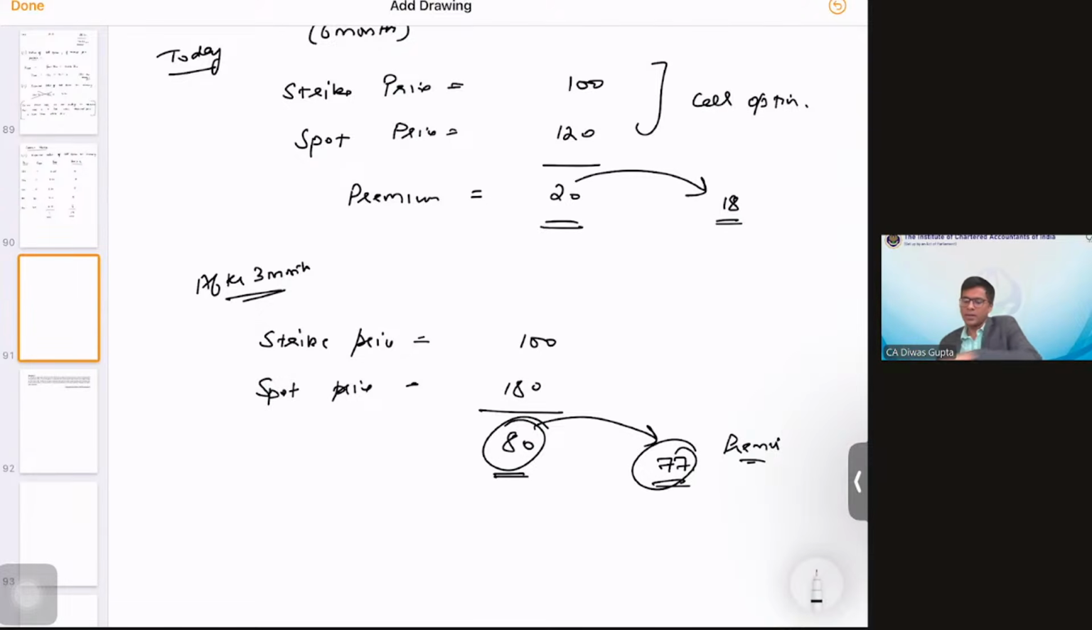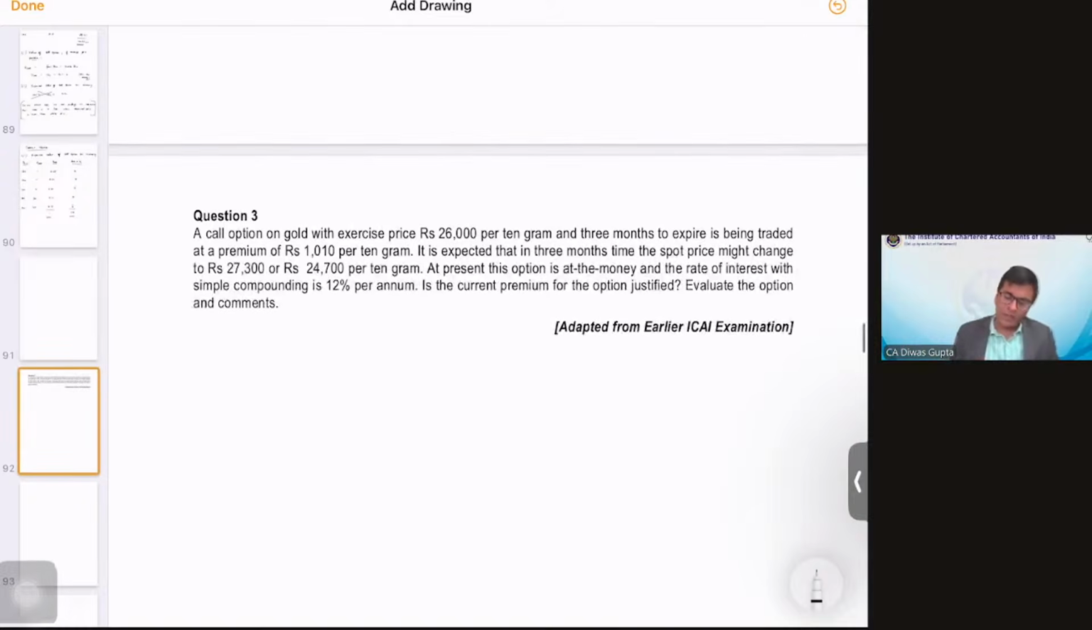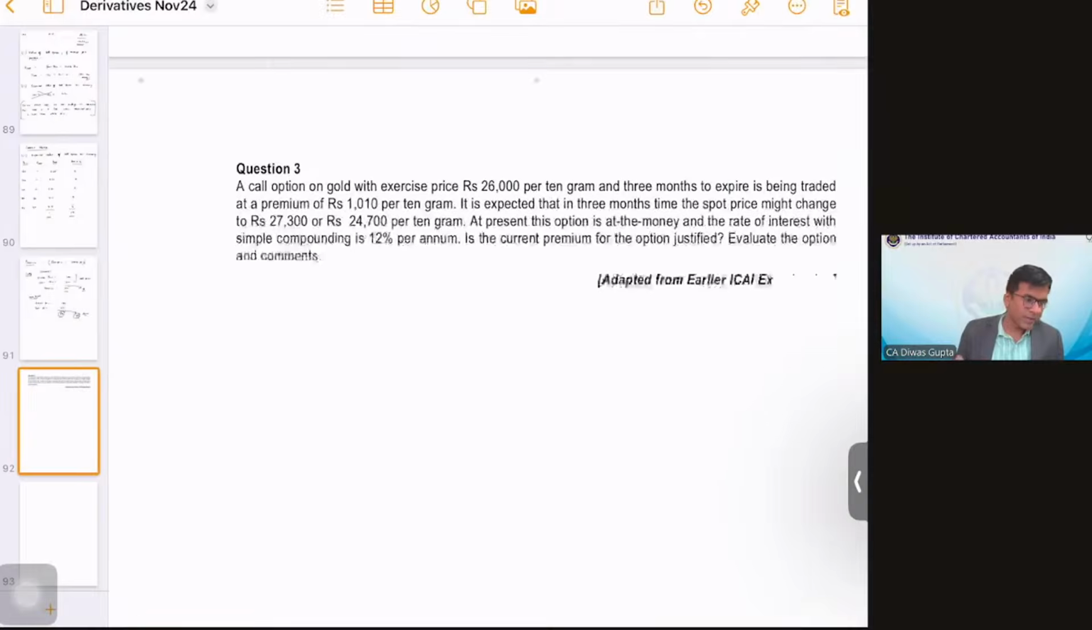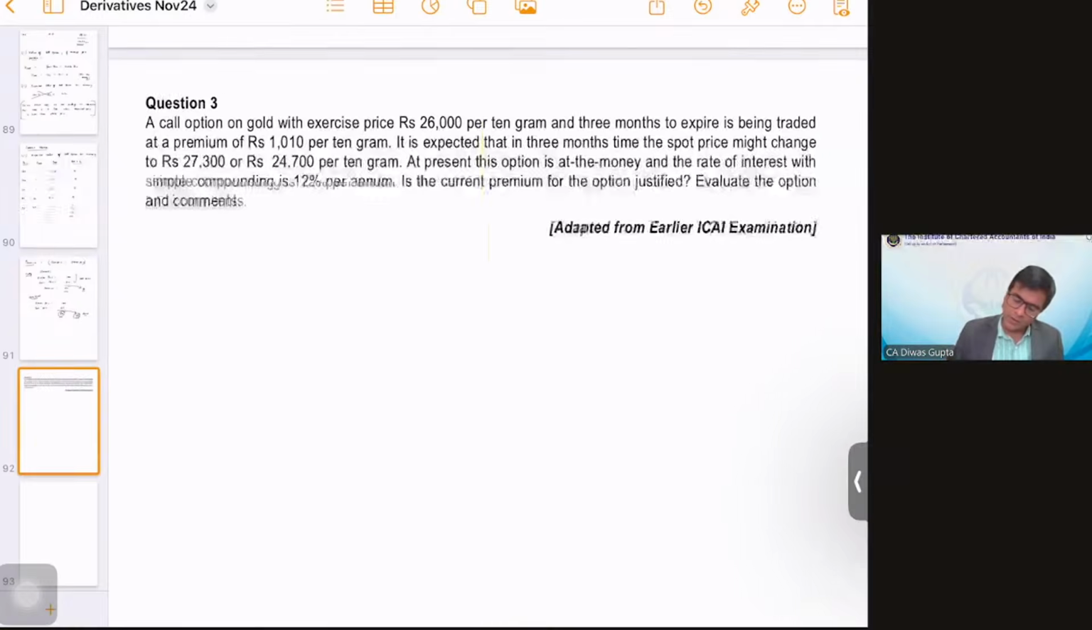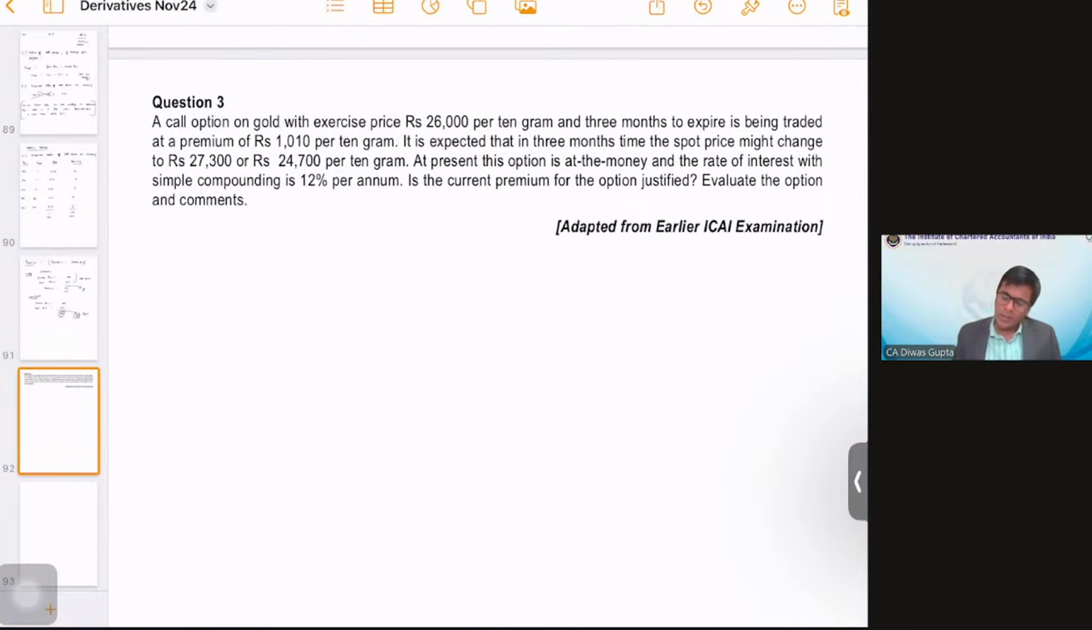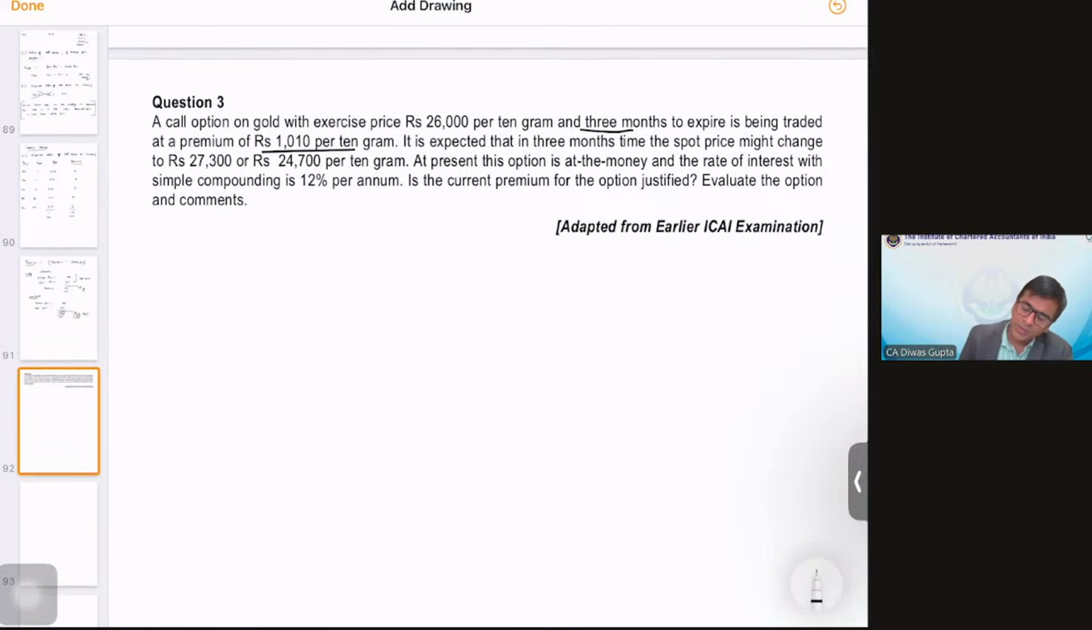Okay. Now, first of all, let's do this question number 3, students. A very, very good question. A call option on gold with exercise price of 26,000 per 10 gram and 3 months to expire is being traded at a premium of 1010 per 10 gram.